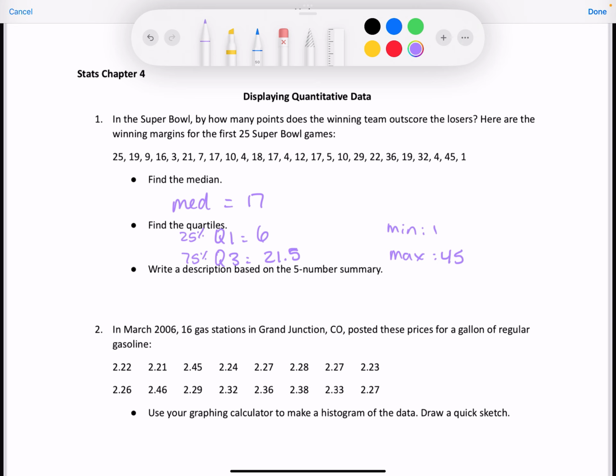So now it says to write a description based on the 5-number summary. So we would be looking for something like what 5 numbers? The five-number summary is min, Q1, median, Q3, and max. So the fewest number of points a team won by was 1. The most was 45.